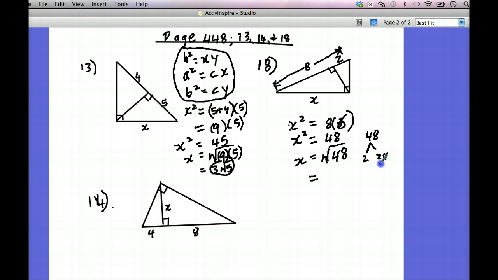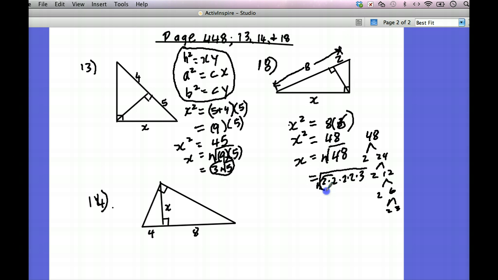Simple way of doing it. 2 times 12, 2 times 6, and finally 2 times 3. So we got 1, 2, 3, 4 2's and a 3. So that would be the square root of 1, 2, 3, 4 2's and a 3.